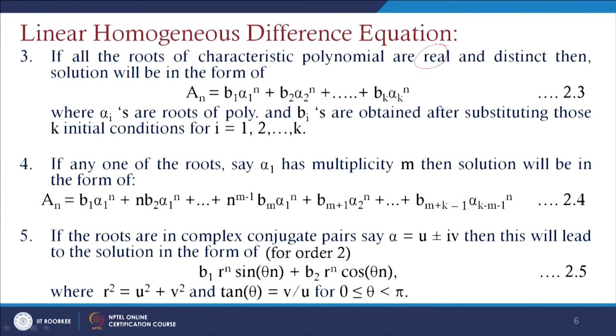The roots of these auxiliary equations are called auxiliary roots, and they help in getting the explicit form of the solution. If the roots of this characteristic polynomial are real and distinct, then the solution will be of the form a_n equals b1 alpha1 to the power n plus b2 alpha2 to the power n, up to bk alpha_k to the power n. Since the solution is assumed in the form m to the power n, and we have distinct roots alpha1, alpha2 up to alpha_k, in place of m we can put alpha1, alpha2 up to alpha_k. Here the alpha_i's are the roots of this polynomial and the b_i's are obtained after substituting the k initial conditions.